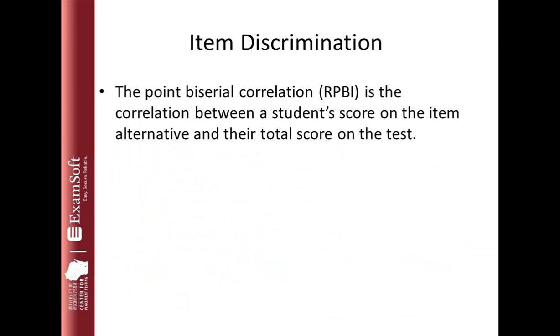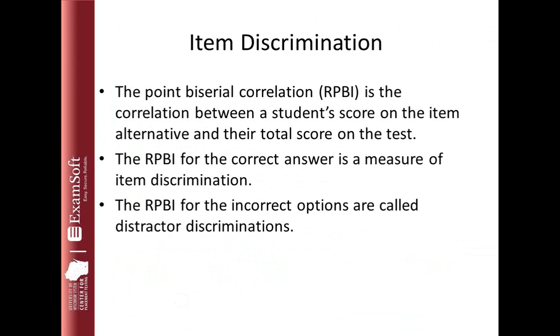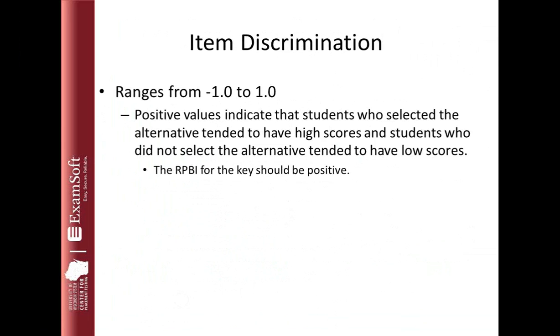Or if we're talking about one of the wrong choices, it's the correlation between whether they selected that choice or didn't select that choice, and the total score on the test. The RPBI for the correct choice, that's what we refer to as the item discrimination. For the wrong choices, we'll call those the distractor discrimination. So just like with item difficulty, we'll have a discrimination for each alternative. We will have an RPBI for each alternative in a multiple choice item. Because they are correlations, they will range from -1 to +1.